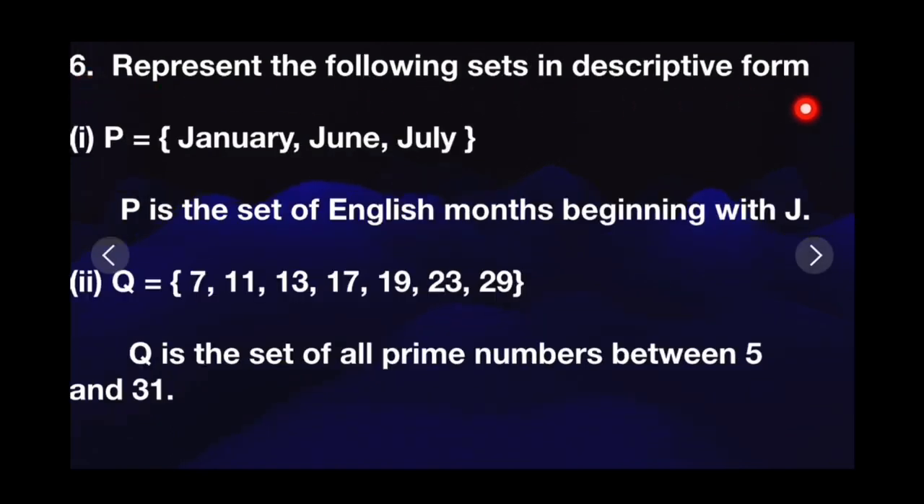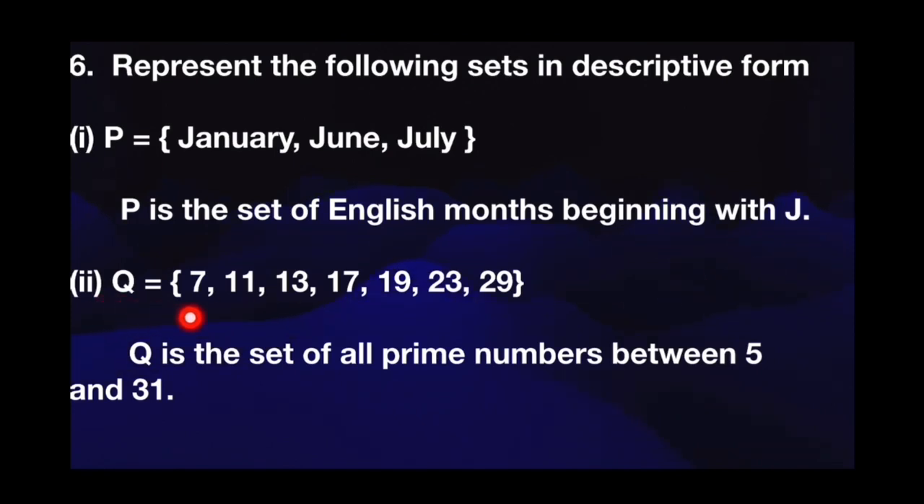Question 6. Represent the following sets in descriptive form. Number 1. P is equal to January, June, July. We know these are months, and the common thing is that it starts with J. So we have to write it in descriptive form. It's very easy. You just describe the set. P is the set of English months beginning with J.